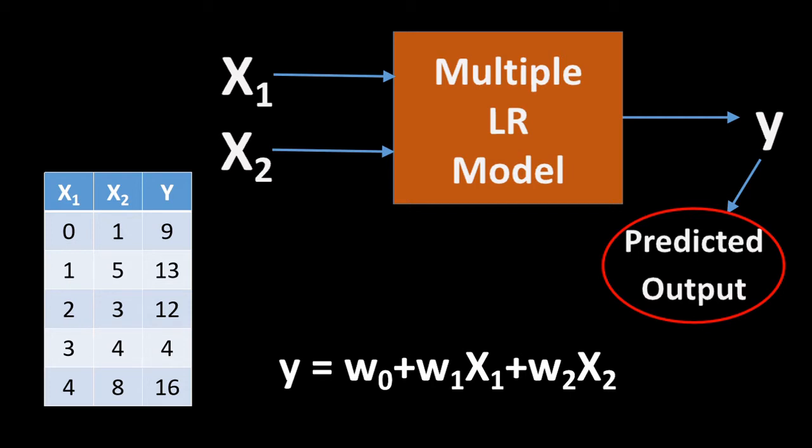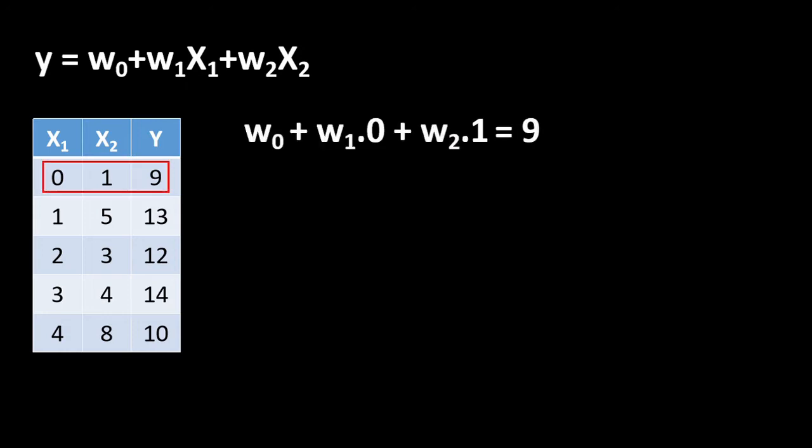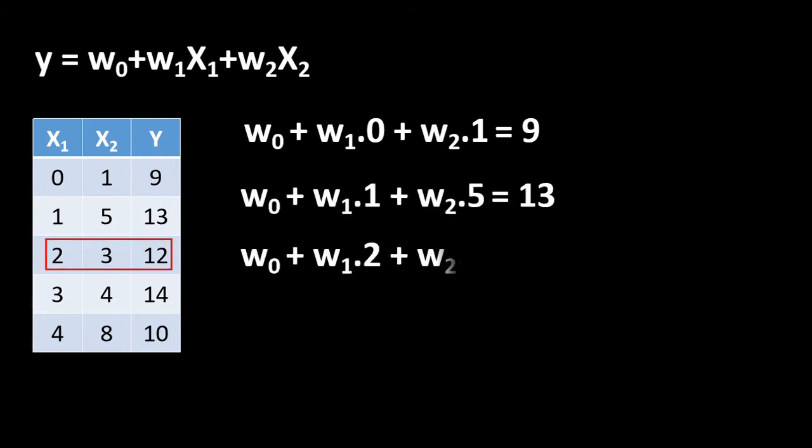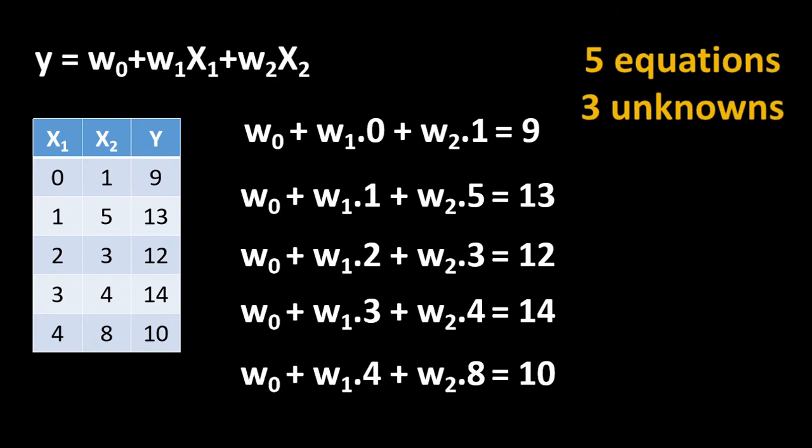Now let us find the optimum values of the weights w0, w1 and w2 for the given dataset using the multiple linear regression model. First, let us substitute the values of x1, x2 and capital Y in the given equation as 0, 1 and 9 to get w0 plus w1 times 0 plus w2 times 1 equals 9. Similarly, we'll get the following equations. From this, you can see that we have 5 equations and 3 unknowns, w0, w1 and w2. We need to solve these equations to get the values of w0, w1 and w2.